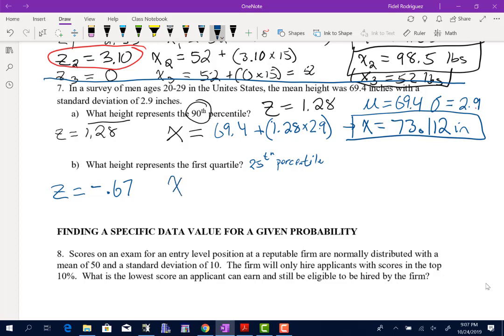Okay, so guys, we're going to do this just like we did earlier. We're going to take 69.4 plus negative 0.67 times what, 2.9? Okay, so let's go ahead and do that on the calculator. Negative 0.67 times 2.9, negative 1.943. And then we're going to add what number to it? 69.4. And are y'all coming up with 67.457?